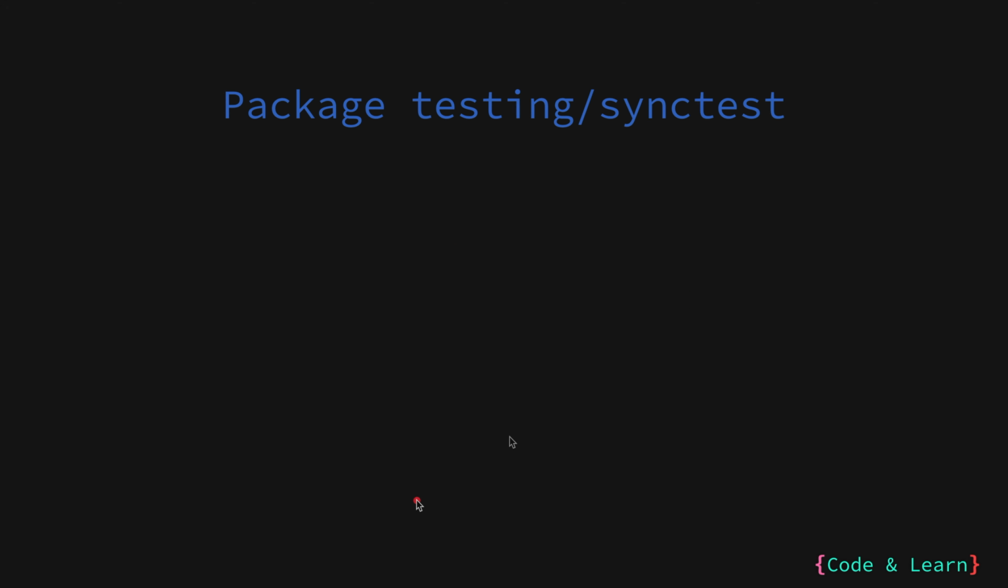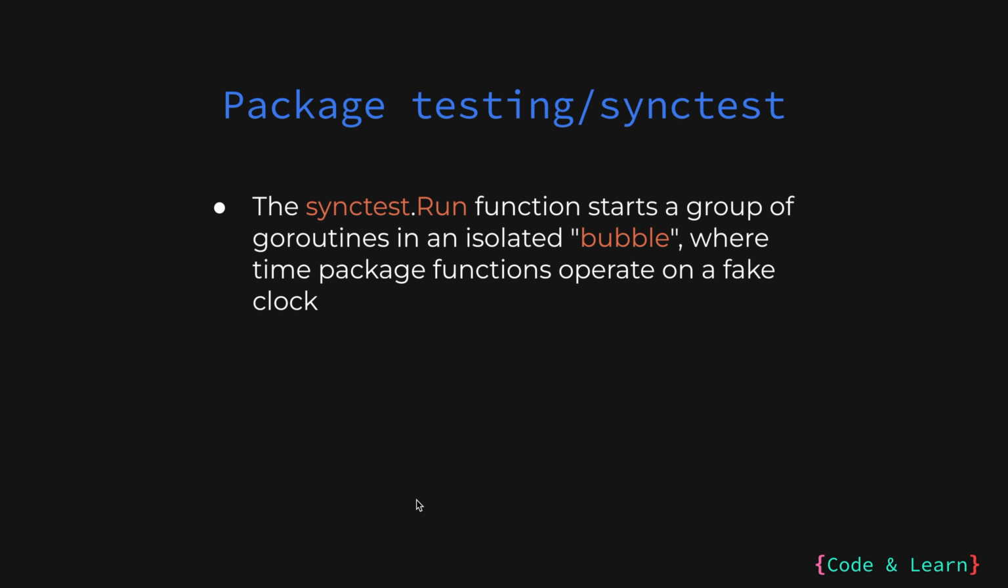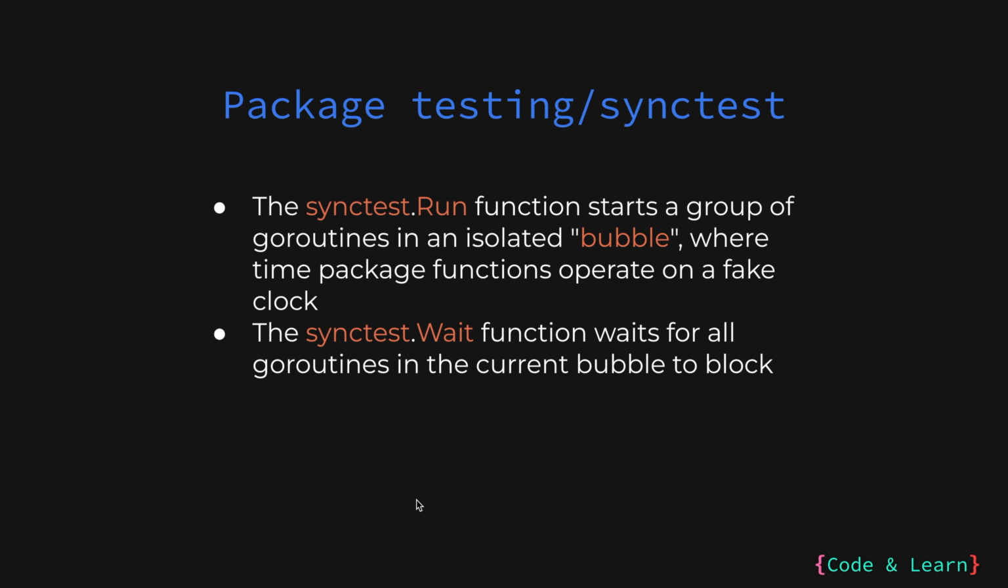improving performance. We also have the testing/synctest package, which provides support for testing concurrent code. So if you write a lot of concurrent code, this would be a great feature for you to try. The synctest.Run function starts a group of goroutines in an isolated bubble, where time package functions operate on a fake clock. Then we have the synctest.Wait function, which waits for all goroutines in the current bubble to block. Again, keep in mind that the synctest package is experimental and requires setting the GOEXPERIMENT environment variable to synctest at build time.